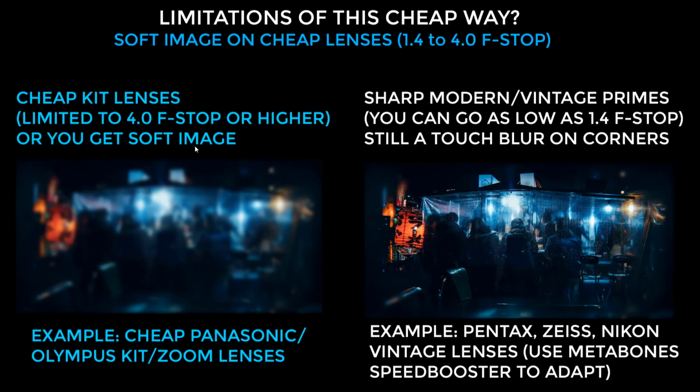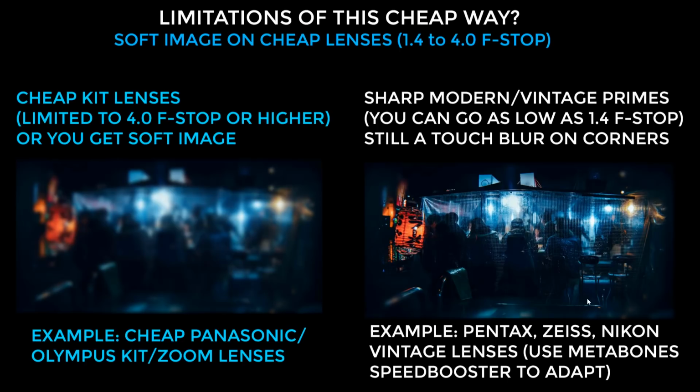So again, with sharp modern vintage primes, working with primes and not zooms, you can go as low as f/1.4 and still have a nice clean image, and you'll still have a touch of blur in the corners. But if you watch any anamorphic films or very artsy films, such as Code 46, you'll find that they do have a little bit of vignetting. They do have a little bit of blur on the edges. That's an artistic standpoint. Again, Lost in Translation is another example of that artsy sort of vignetting.